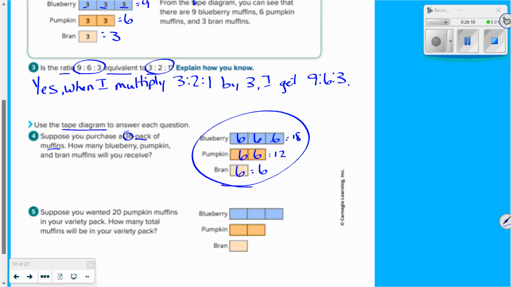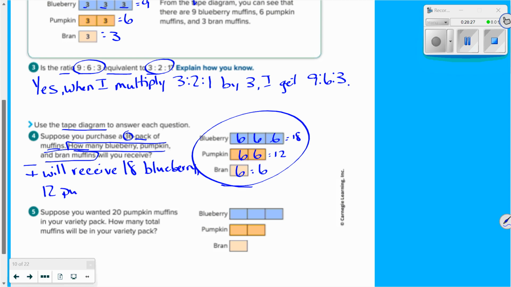So how many blueberry muffins will I receive? I will receive 15 blueberry, 12 pumpkin, and 6 bran muffins. Does everybody see where I got those numbers from? Anybody not? Maybe a better question.